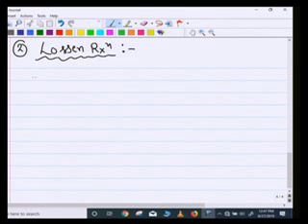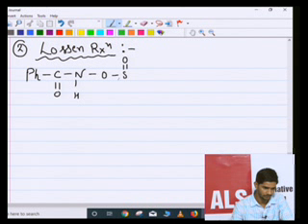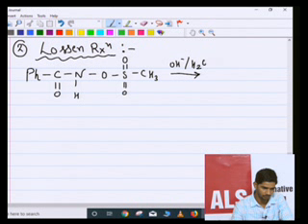PhCONHOSO2CH3. We are using base with water and we are heating it. Okay, and the final product that will form would be this one, primary amine.